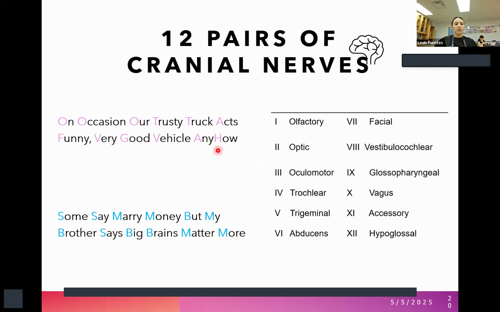Trusty truck, again, kind of difficult because they both start with TR. Trigeminal is number 5. And the way that I remember it is some Geminis are born in May, and that's the 5th month. So that would be trigeminal number 5, truck. And then again, some say Mary, money, but then we would know trigeminal is responsible for both motor and sensory.